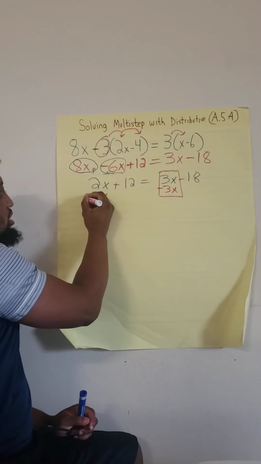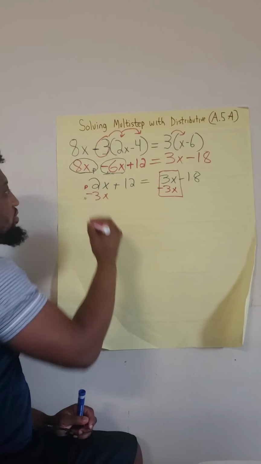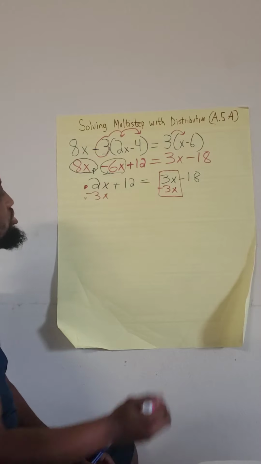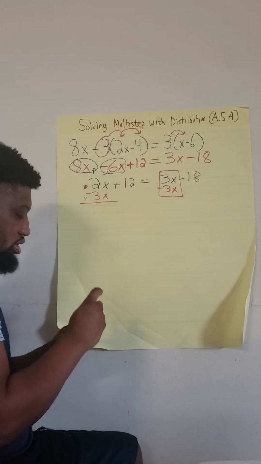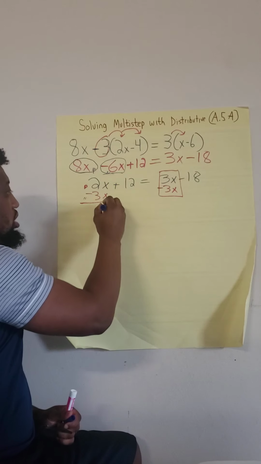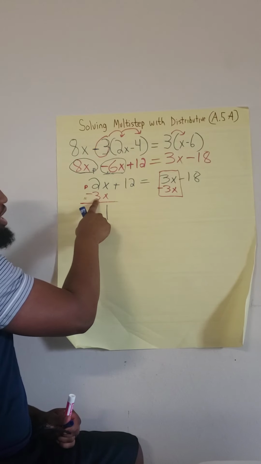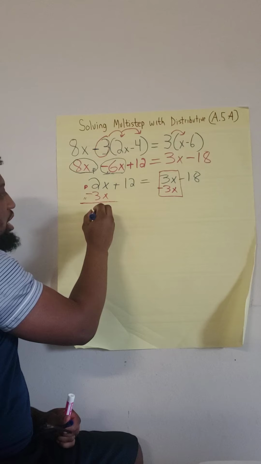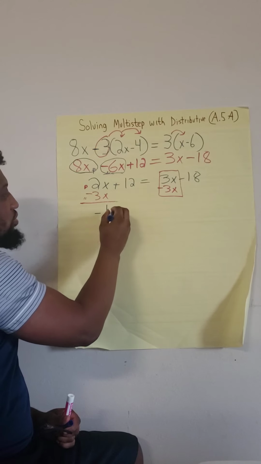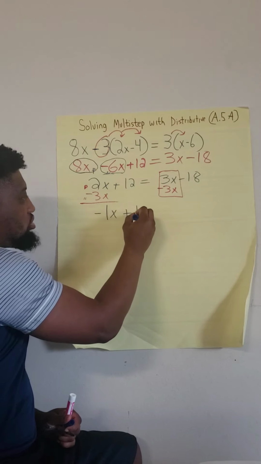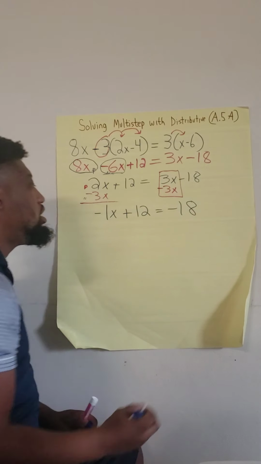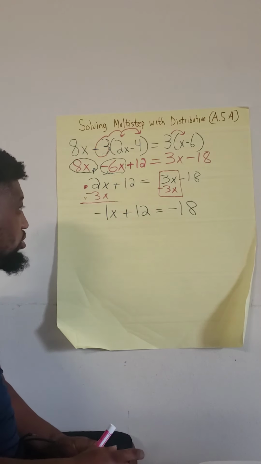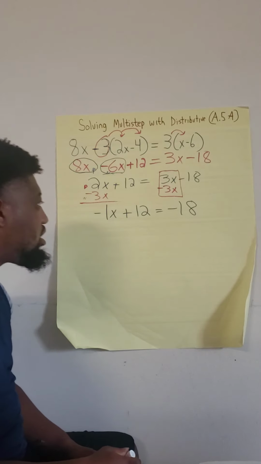Once again, this is negative and this is positive. They are different signs, so you subtract. 3 minus 2 is just 1. Since the negative had the greater absolute value, it's going to be a -1x plus 12 equals -18. Now we can break it down even more and fully isolate the variable and solve.